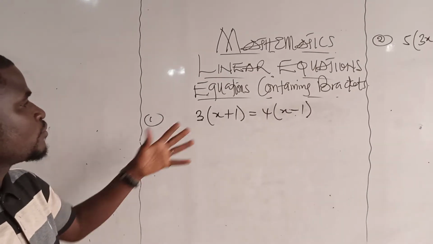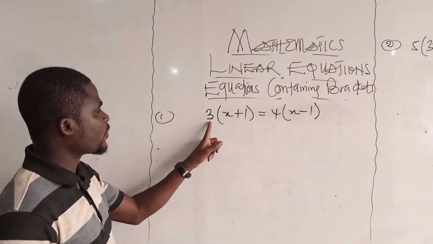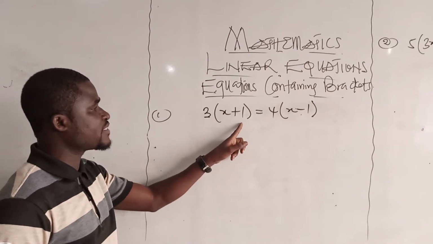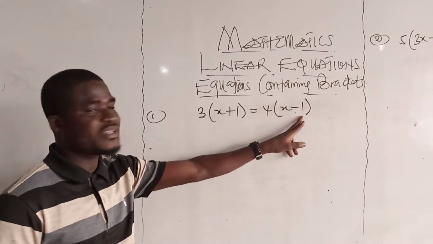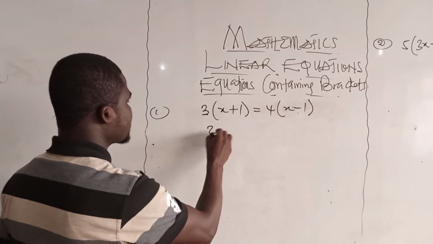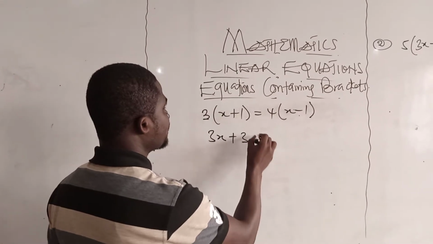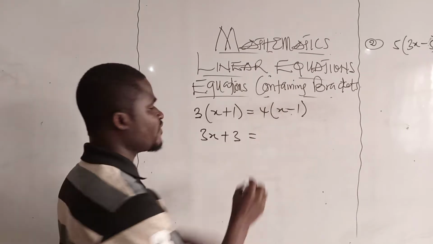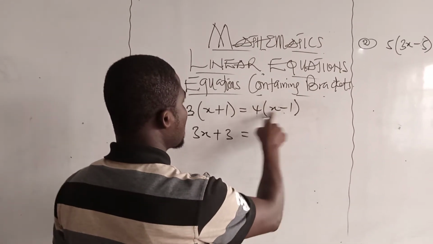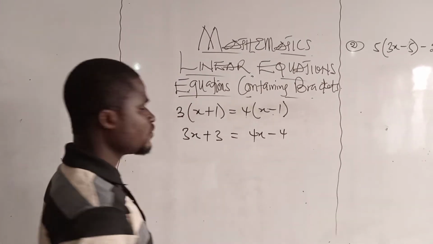We are going to remove the brackets. That's the first step. So, we are going to use the 3 to multiply everything in the brackets. Likewise, the 4 to multiply everything in the brackets. So 3 times x will give us 3x. 3 times 1 will give us 3, equals 4 times x will give us 4x. 4 times negative 1 will give us negative 4.